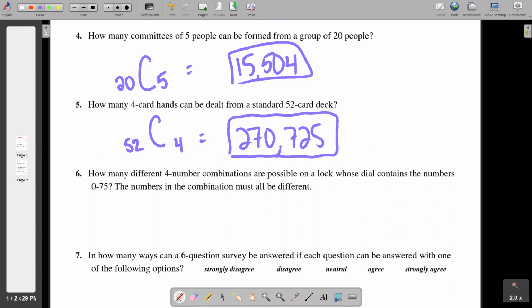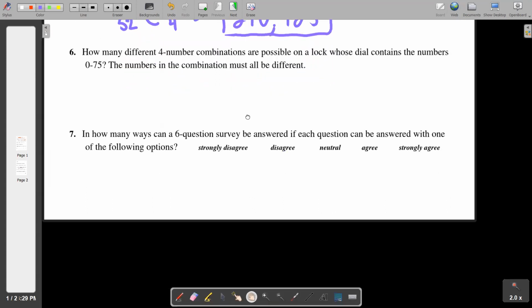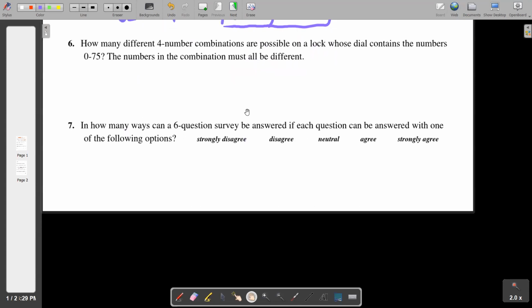So there are that many combinations in a four-card combination of a deck of cards. Question number 6 says combinations, but oddly enough, a locker combination is kind of an ordering problem. So that's a weird quandary.